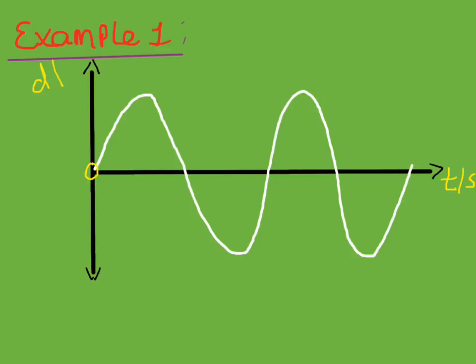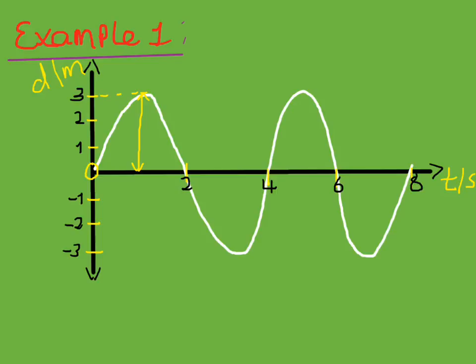Take a look at this example. Look at the graph given to you. What type of graph is it? It can be clearly seen that it's a displacement time graph. Mind you, the displacement is in meters and the time is in seconds. Now, the displacement is from 0 to 3, while the time is from 0 to 8.